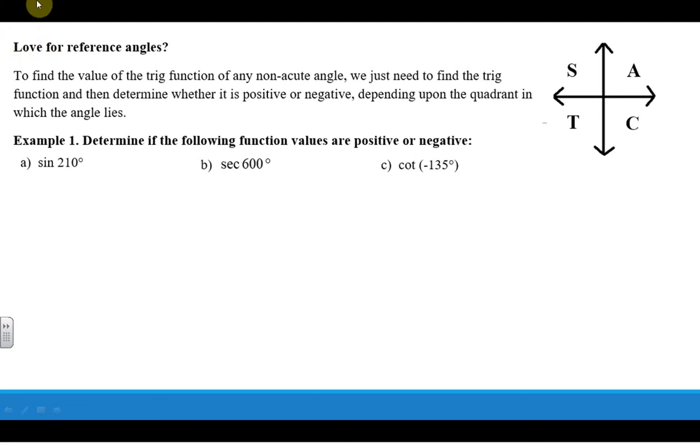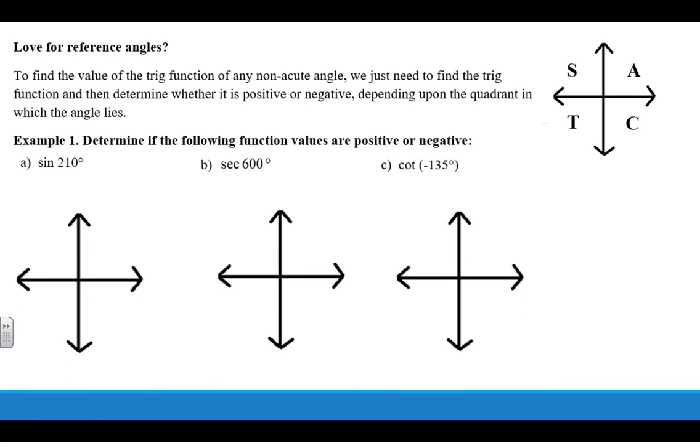Define the reference value of the trig function of any non-acute angle. You just need to find the trig function. Okay, so what we're doing is we're using 210 to go back to one of those reference angles: 30, 45, or 60. So we need to figure out.